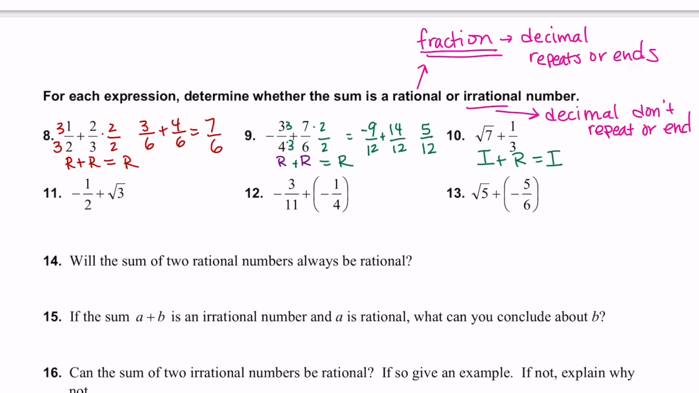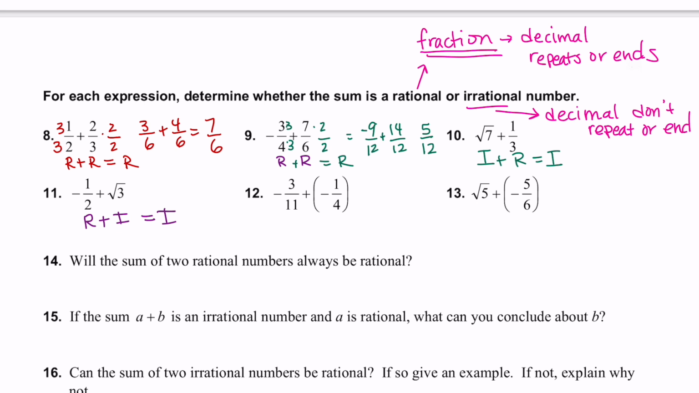If I take -1/2 plus a square root of 3, this will give me a rational number plus an irrational number. The solution is also going to be an irrational number.